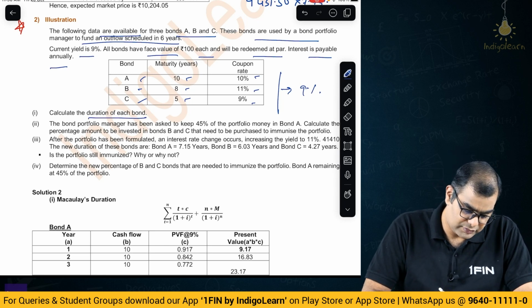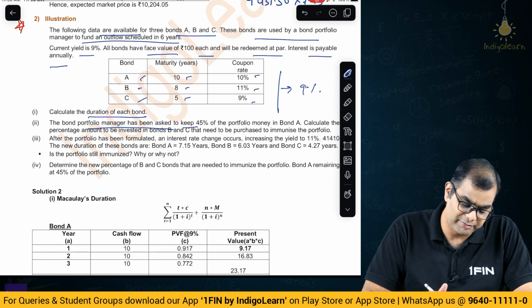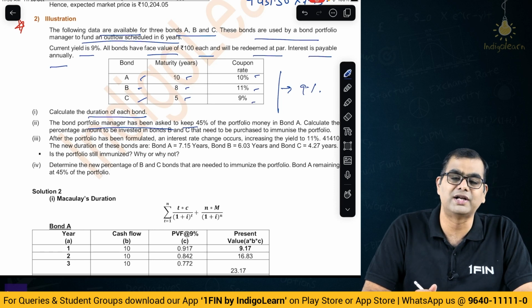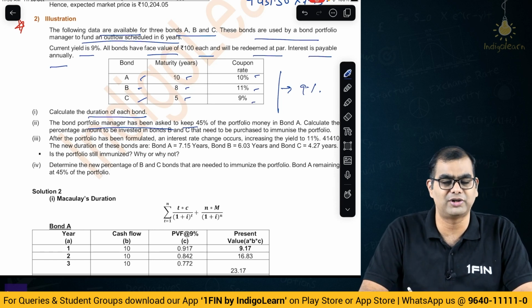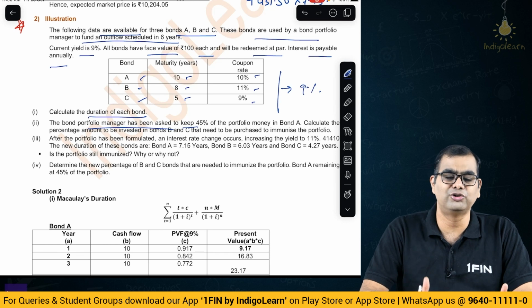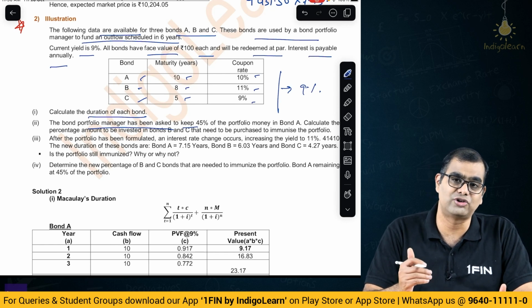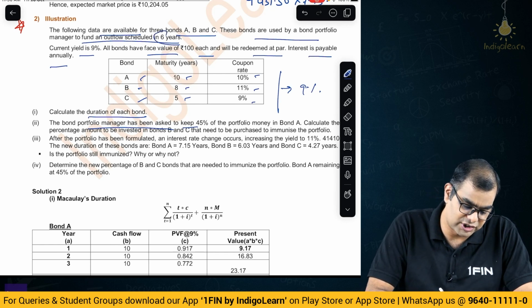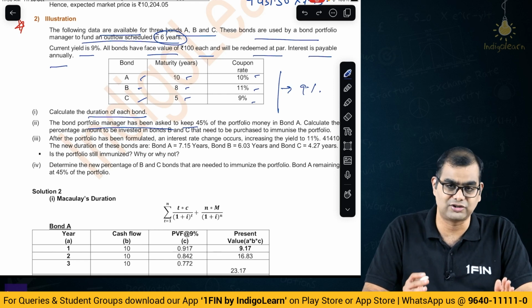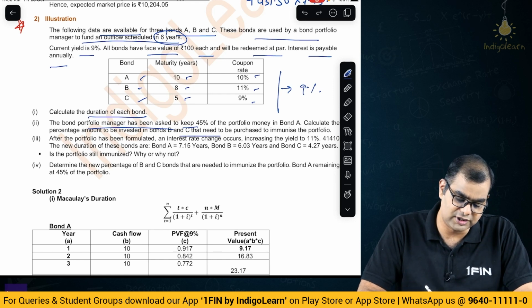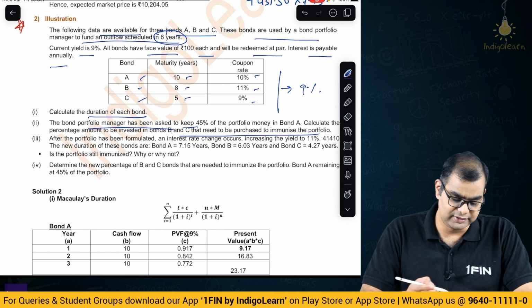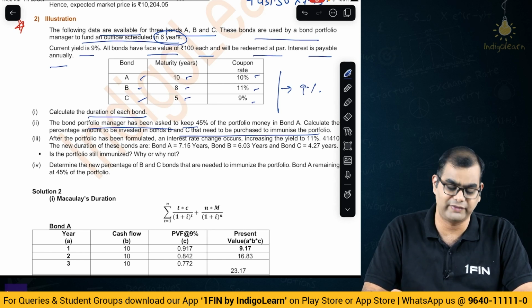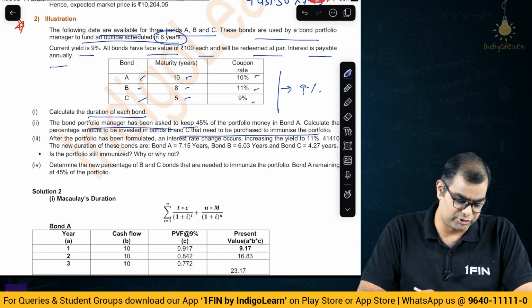The bond portfolio manager has been asked to keep 45% of the portfolio money in bond A. Calculate the percentage of money to be invested in bond B and C that need to be purchased to immunize the portfolio. So, this is about the immunization concept. What is immunization? A portfolio is said to be immunized when the duration of the portfolio matches the exact maturity of the liability. When is the liability here? Outflow is scheduled in 6 years. So 6 years is the liability. So we have to ensure that the duration of the portfolio is 6 years by putting some weights for B and C, which is roughly B plus C is 55%. So we have to figure out the weights based on the durations and then compute the answer.